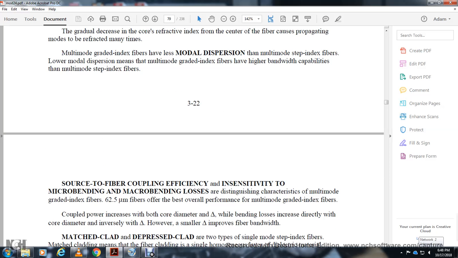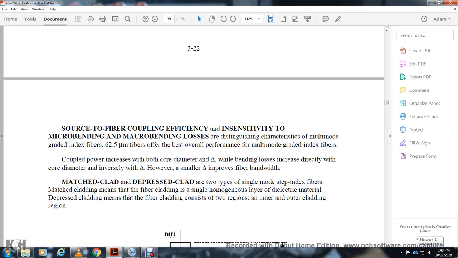Source to fiber coupling efficiency and intensity, and macrobending loss, are the distinguishing characteristics of the multimode graded index 62.5 micrometer fiber. For the overall form of the multimode graded index fiber, the coupled power increases with the core diameter and the parameter, while bending loss increases directly with the core diameter. The smaller the parameter, the more it improves the fiber bandwidth.